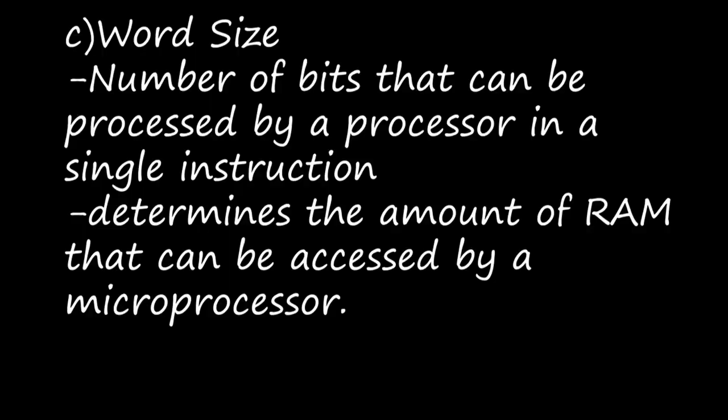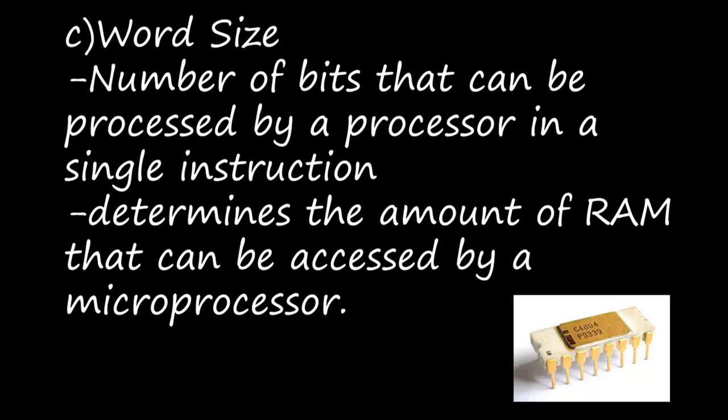The number of bits that can be processed by a processor in a single instruction is called the word size. The second point is that this only determines the amount of RAM that can be accessed by the microprocessor at one time. I have told you about the first microprocessor, Intel 4004, right?